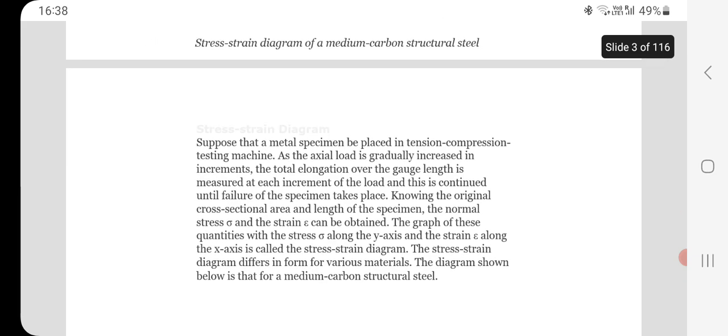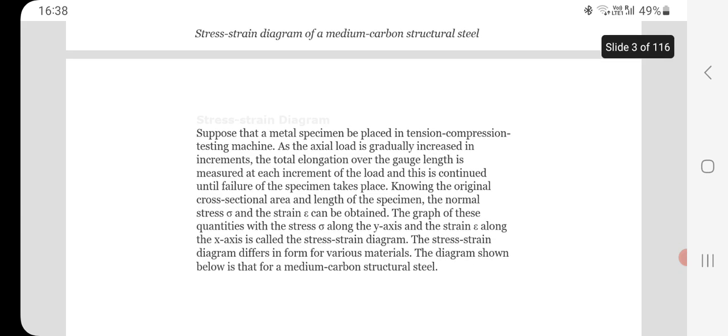Suppose that a metal specimen is placed in a tension-compression testing machine. As the axial load is gradually increased in increments, the total elongation over the gauge length is measured at each increment of the load, and this is continued until failure of the specimen takes place.